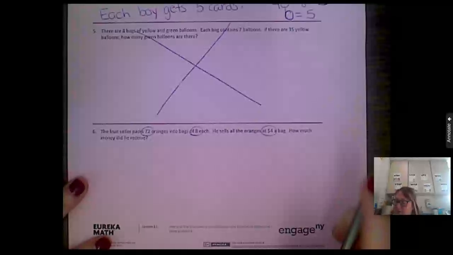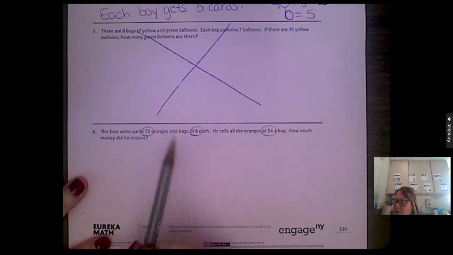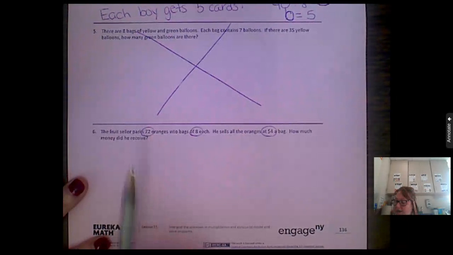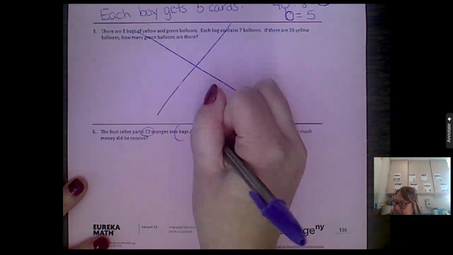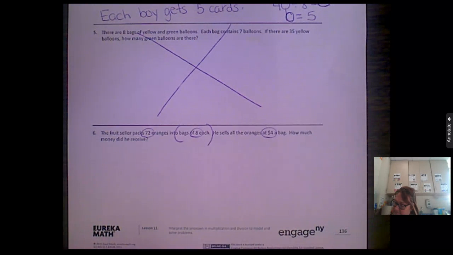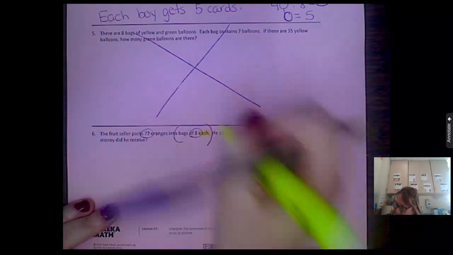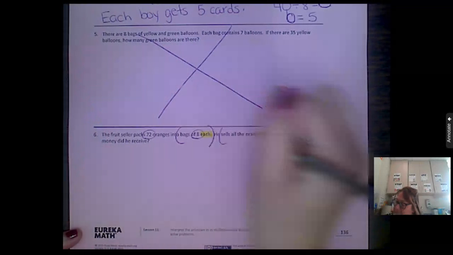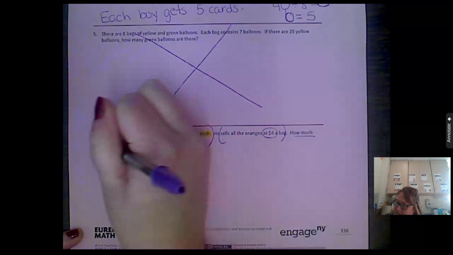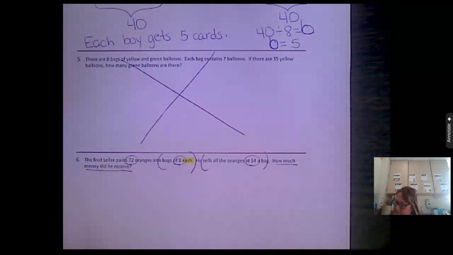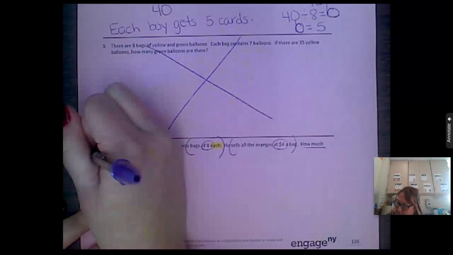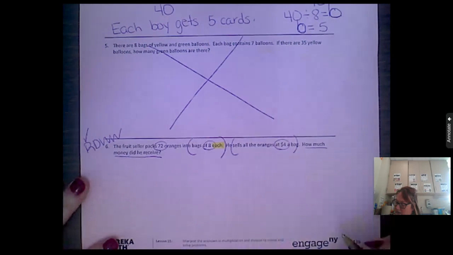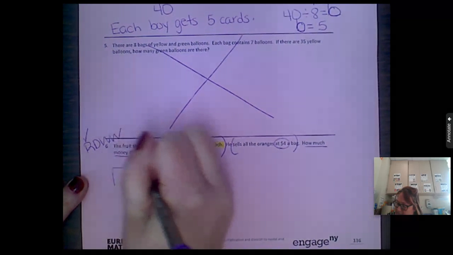All right, so the fruit seller packs 72 oranges into bags of 8. 72 oranges, I think, is the total, right? Into bags of 8 each. There's a clue word, each. He sells the oranges at $4 a bag. How much money did he receive? All right. So, yep, we know this is RDWW. We did our read, so now let's draw. Tape diagram.